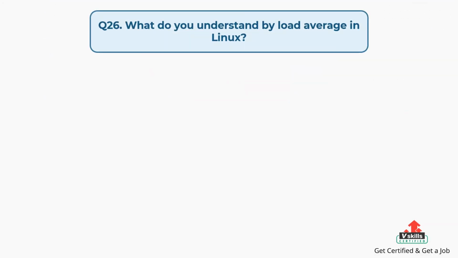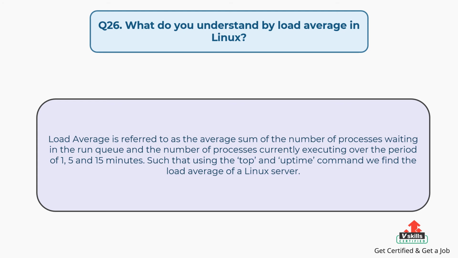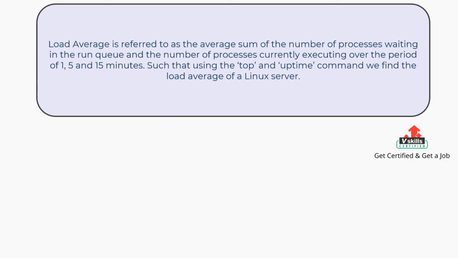Question number 26. What do you understand by load average in Linux? The answer is load average is referred to as the average sum of the number of processes waiting in the run queue and the number of processes currently executing over the period of 1, 5 and 15 minutes. Such that using the top and uptime command we find the load average of a Linux server.